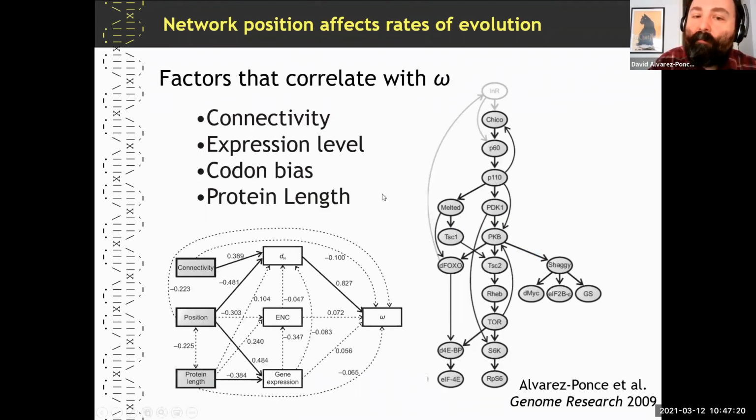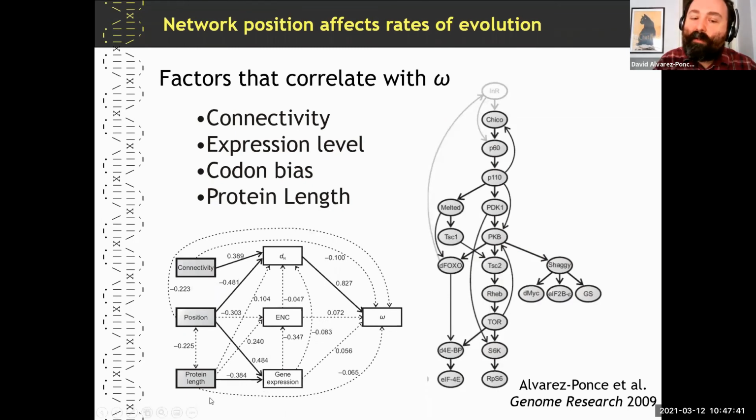Very briefly, there are other factors known to affect rates of protein evolution. I have already talked about connectivity. Connectivity is the same as degree, by the way. I've also talked about expression level. I haven't talked about codon bias or protein length, but these are also factors affecting rates of evolution.